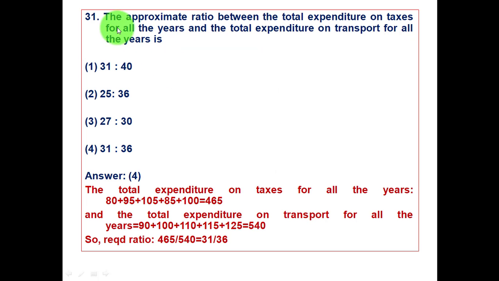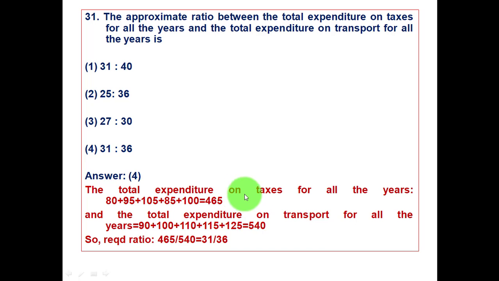So coming to the first question, question number 31. Up to question number 30 I have covered in part 1, part 2, part 3. Part 3 we ended with question number 30. Now part 4 begins with question number 31. It asks for the approximate ratio between the total expenditure on taxes for all the years and the total expenditure on transport for all the years. So taxes and transport, we need to calculate the total expenditure.